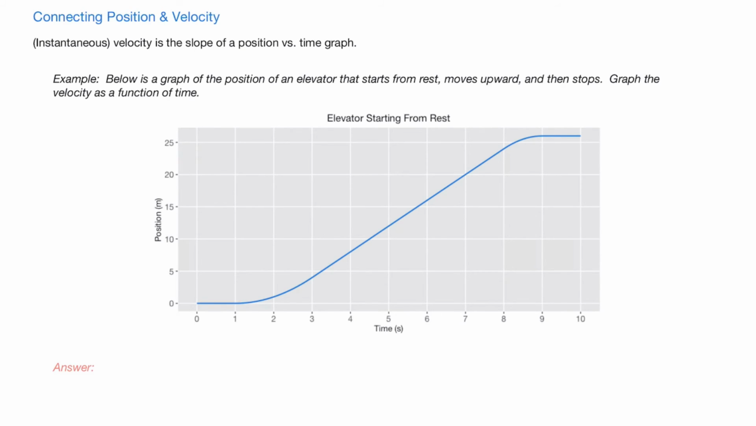Understanding how velocity connects to position is equally important. And what we'll see is that the velocity is actually the slope of the position versus time graph, so it is possible to read the velocity off the position versus time graph.